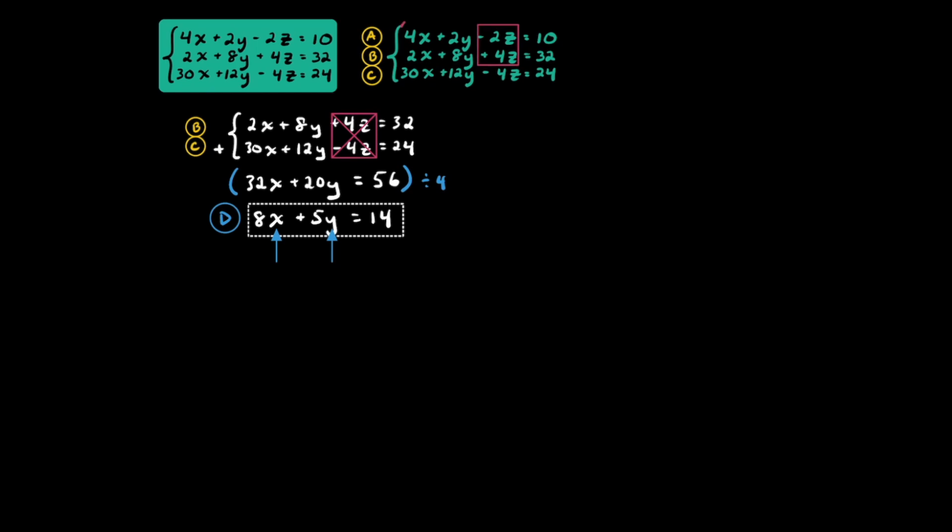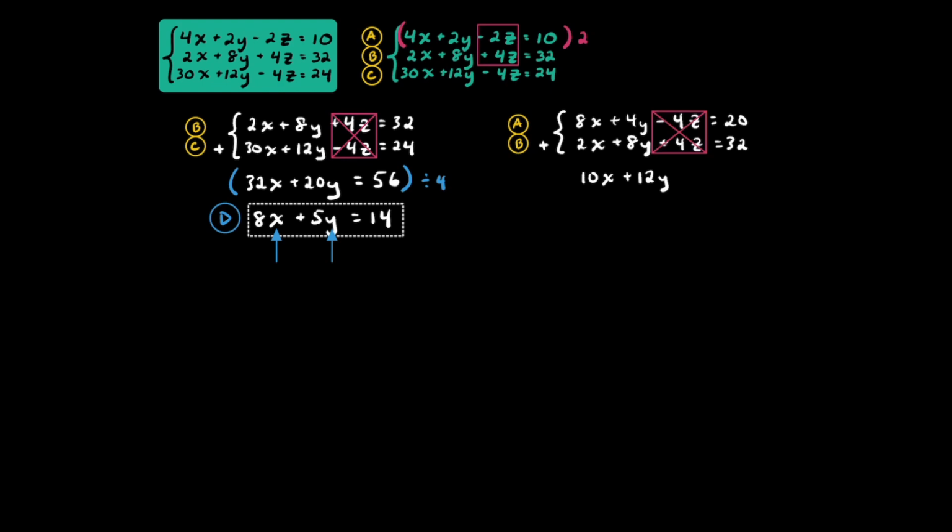To eliminate the z's, we're going to have to multiply the whole top equation by 2. When we do that, equation A is going to become 8x plus 4y minus 4z is equal to 20, while equation B stays the same as 2x plus 8y plus 4z is equal to 32. 8x plus 2x is going to be 10x, 4y plus 8y is going to be 12y, negative 4z plus 4z gets eliminated, and 20 plus 32 is going to be 52. Dividing this whole equation by 2, we get an equation of 5x plus 6y is equal to 26. We'll call this equation E.